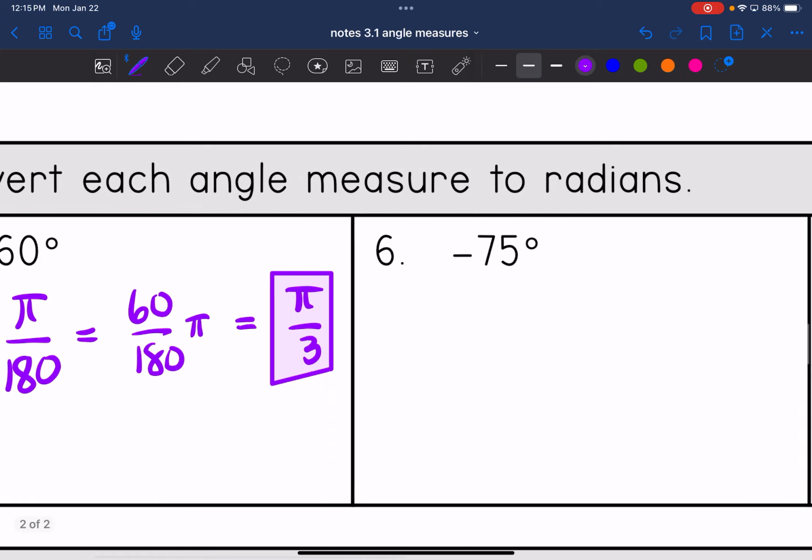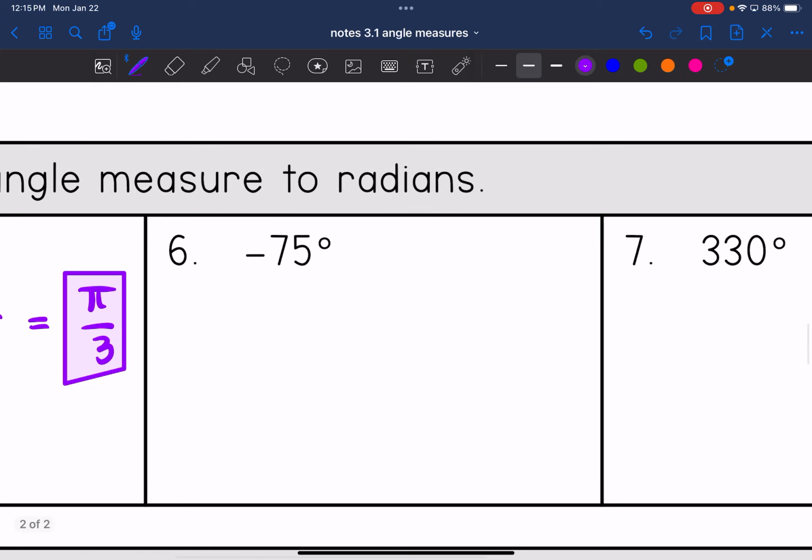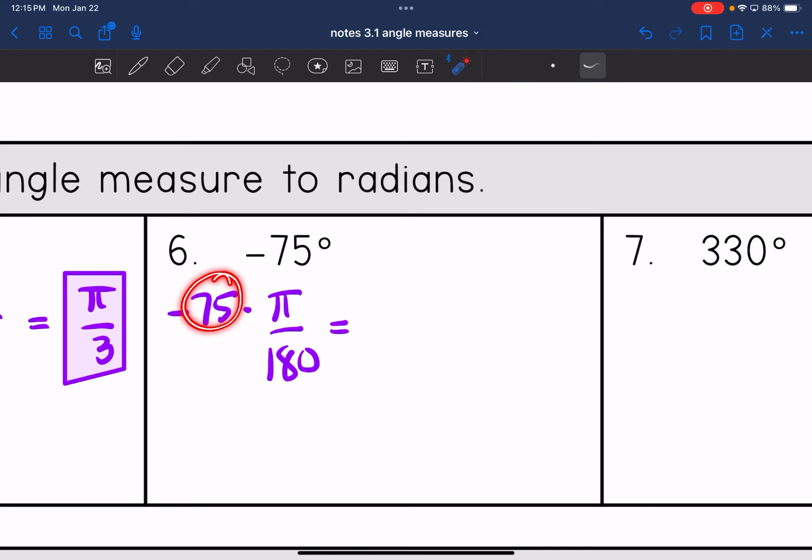Okay, the next one, negative 75 degrees. It's just the same thing over and over. So negative 75 times pi over 180. And then simplify this as much as you can. I know that both of these are divisible by 5s. That would be 15 over 36. But then those numbers are divisible by 3. So that would be 5 over 12. So yeah, the final answer here would be negative 5 pi over 12.